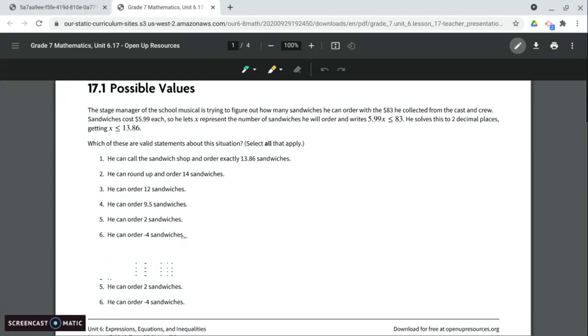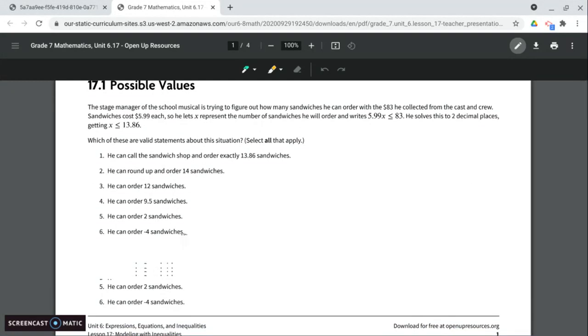So in this first part, a stage manager of the school musical is trying to figure out how many sandwiches he can order with the $83 he collected from the cast and crew. Sandwiches cost $5.99 each, so he lets X represent the number of sandwiches he will order and writes 5.99X is less than or equal to 83. He solves this to two decimal places, getting X is less than or equal to 13.86. Which of these are valid statements about the situation?